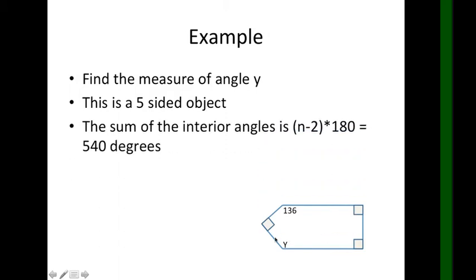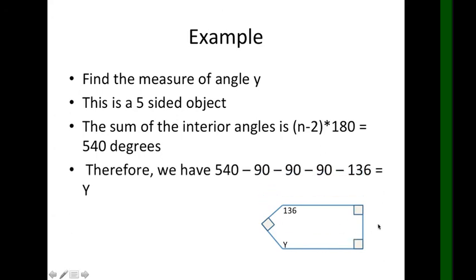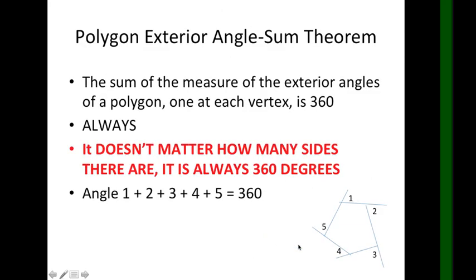The sum of the interior angles is (n minus 2) times 180. It's a total of 540 because it is a five-sided object. Right? So we have 540 minus 90 minus 90 minus 90 minus 136 to get y. Therefore, y is equal to 134. So the measure of this y is 134 degrees.